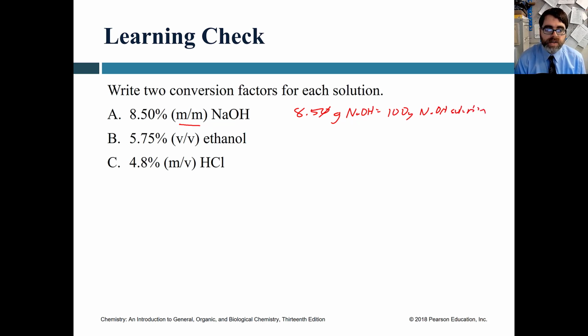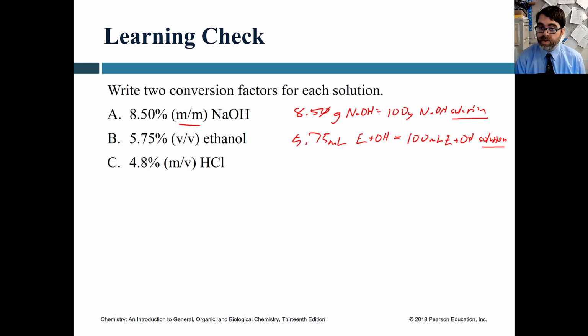Here on the next one is volume, so 5.75 milliliters of ethanol. I'm going to abbreviate that the kind of organic way: EtOH is equal to 100 milliliters of EtOH solution. And the solution label is the essential one. You could get away without using the chemical ones. You shouldn't, but you can.